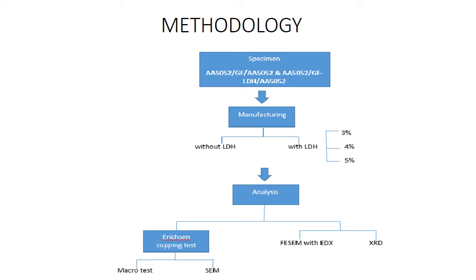The methodology I used is given below. First, on the specimen which I have stated before, I manufactured it without LDH and with LDH. First one without LDH, the second one 3%, the third one 4% and the fourth one 5%. I did the analysis first by conducting a destructive test named resin cupping test, and on that I performed two tests, macro test and SEM test. In the initial specimen I did FESEM with EDAX and XRD test.